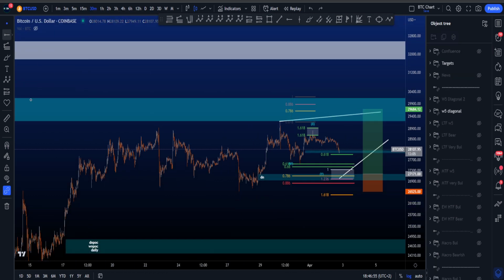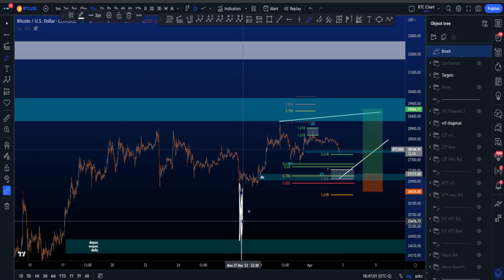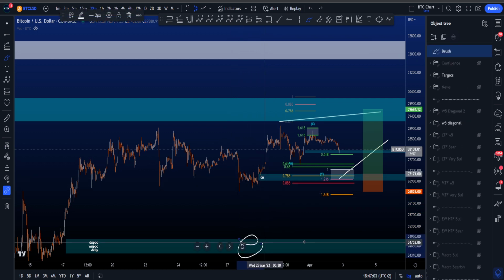And for me, the next target box is the one down here at 24,850, because there's simply not much support over here between the lows down here and this target box.